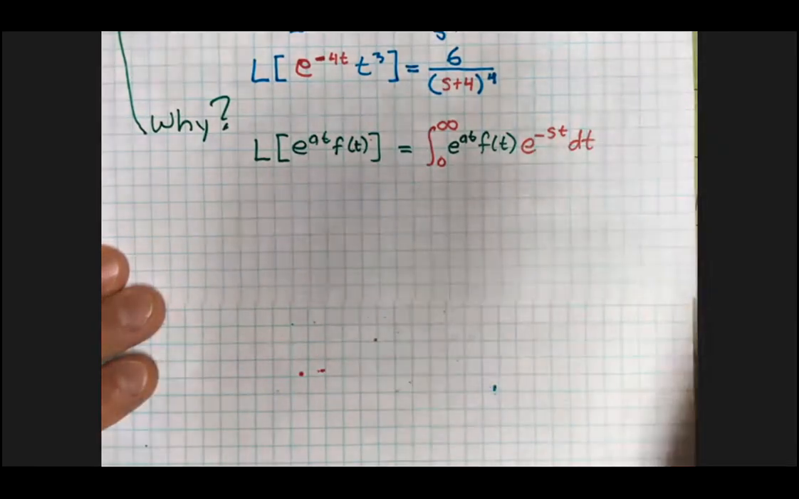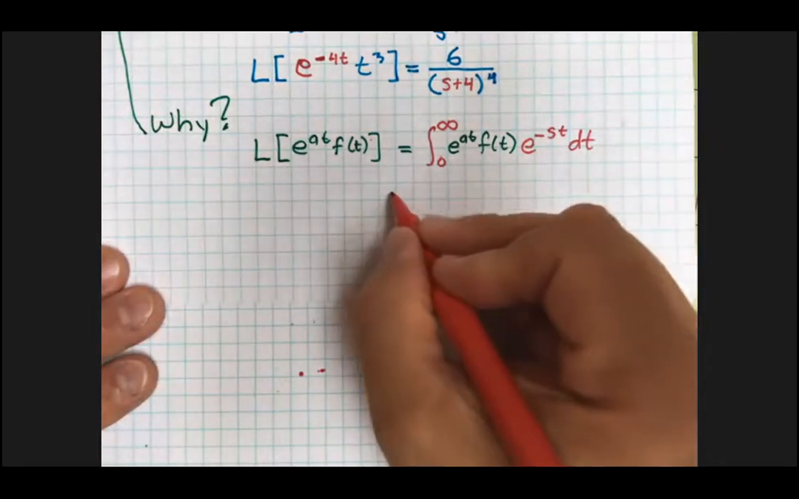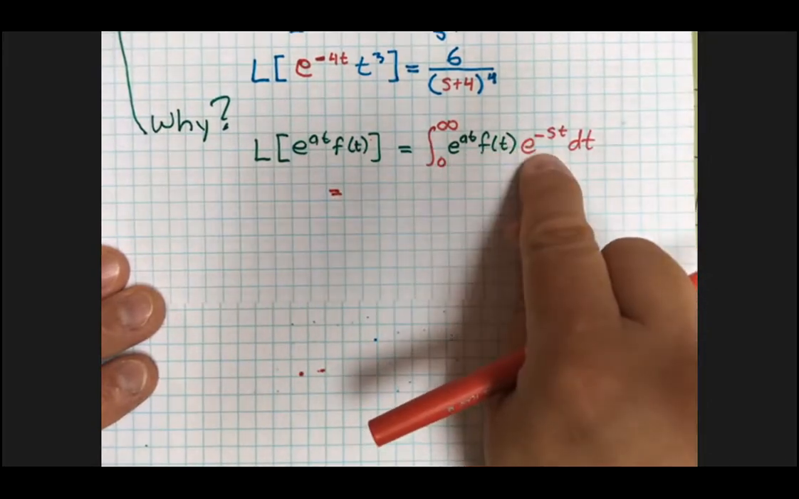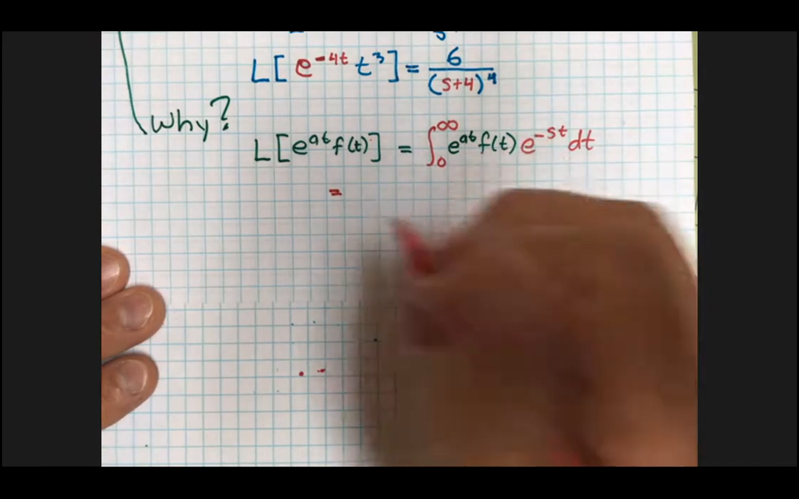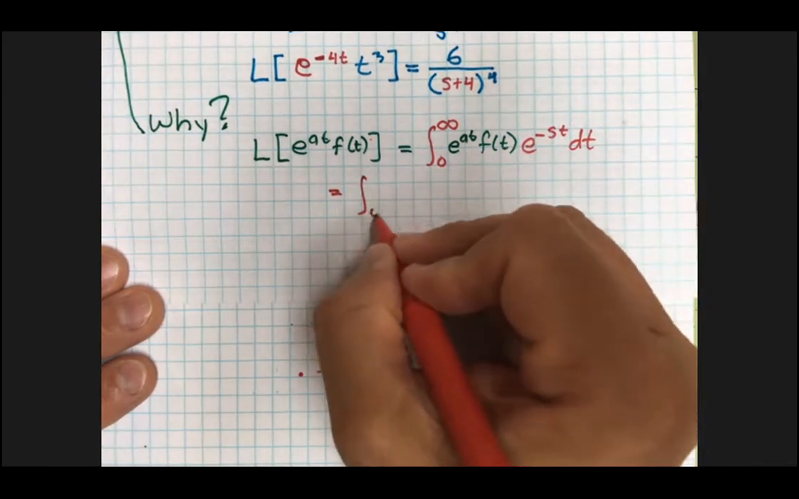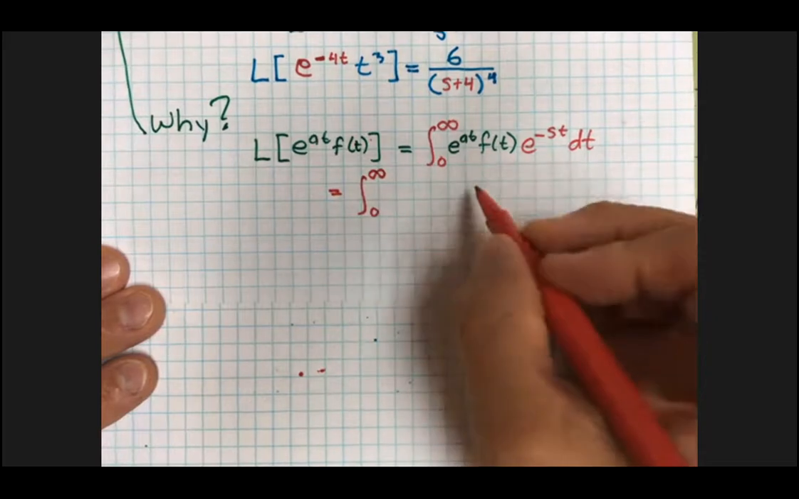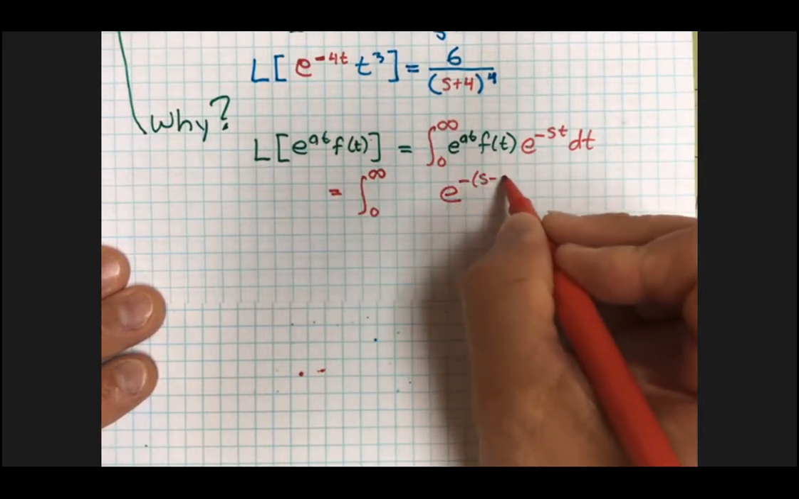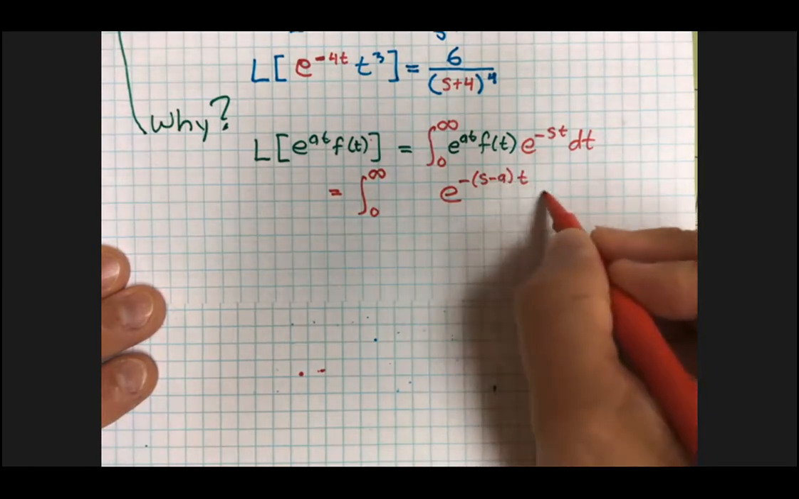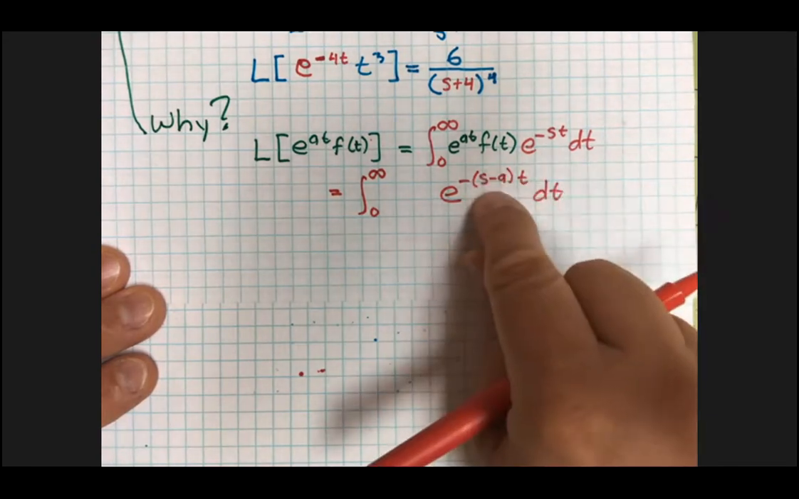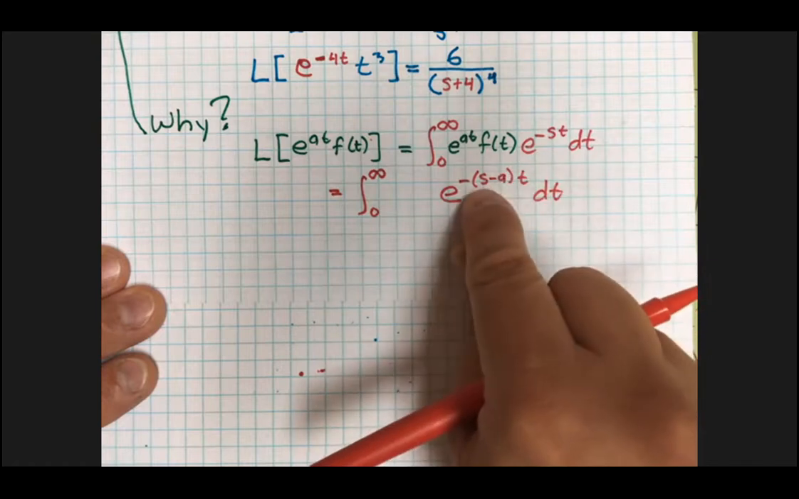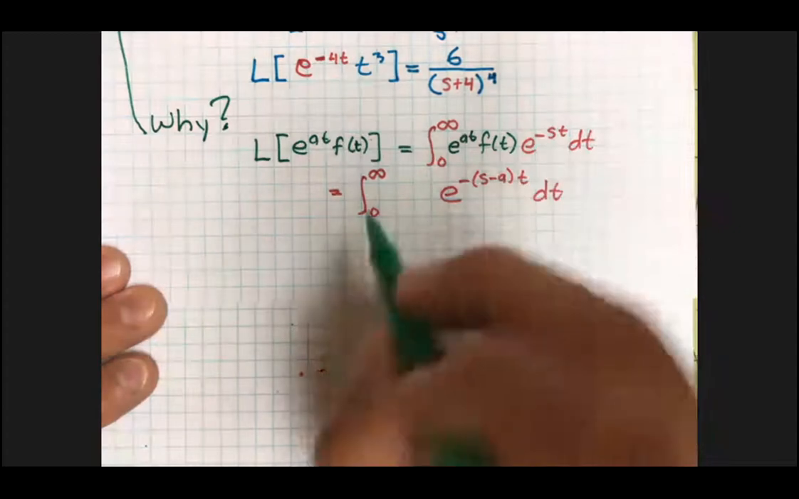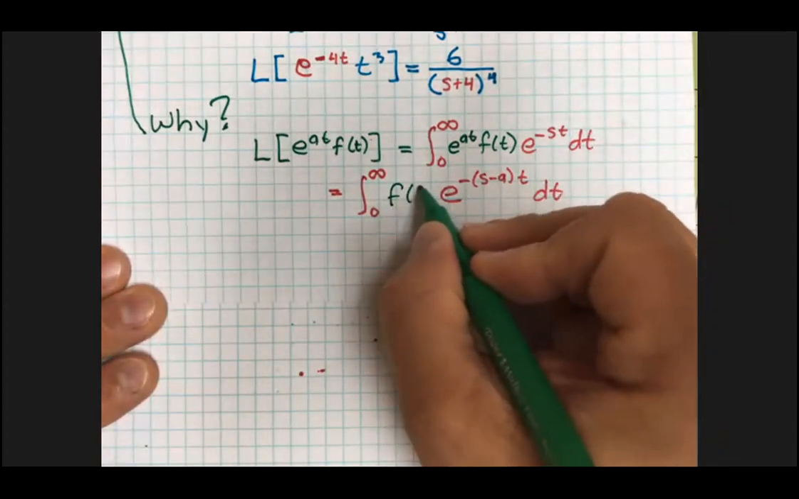But then I can start to work on this a little bit because I can see, first of all, the e to the at and the e to the minus st have a common base. So I will bring those together and convert them to red. That's a fast changing of those two, but I showed you how I added those two together to make that last time. Just left with the f of t right here.